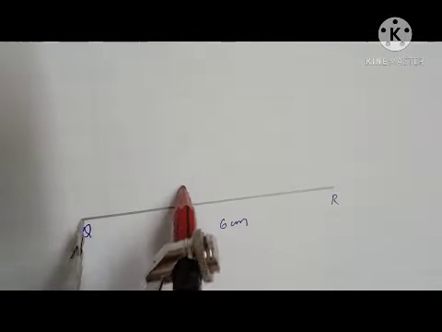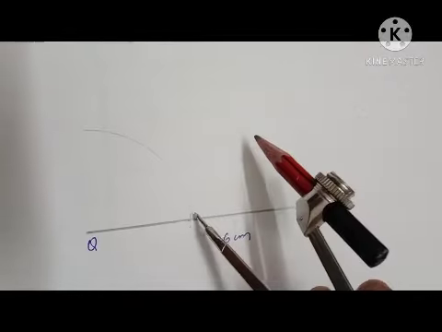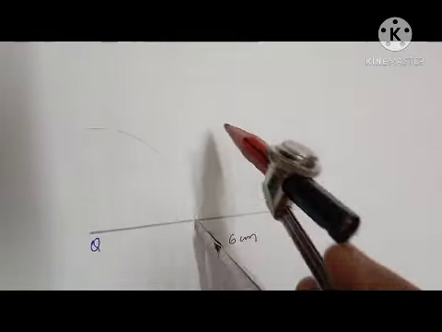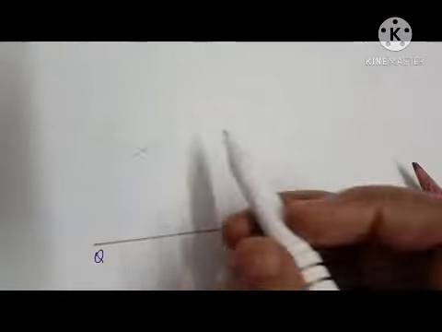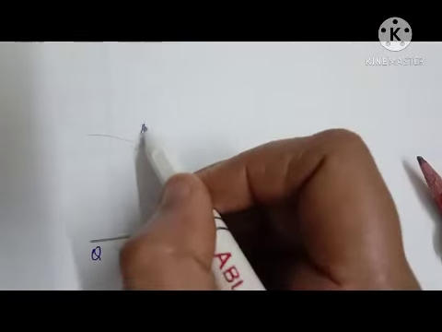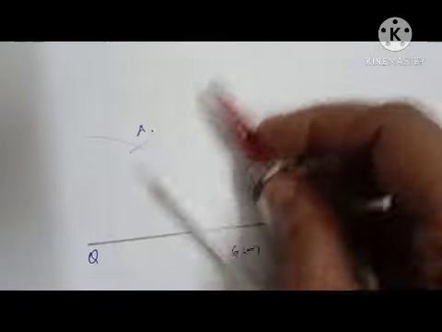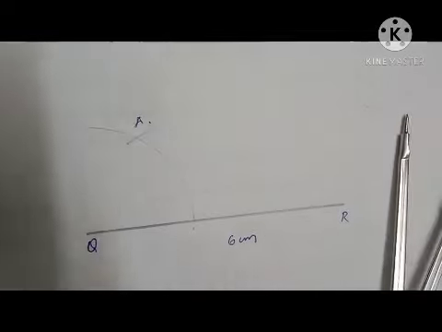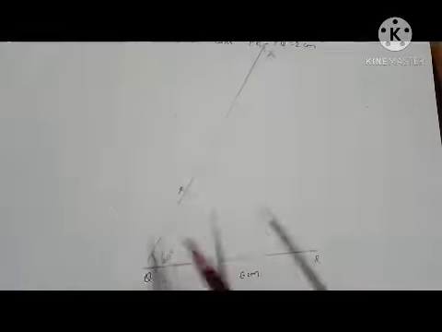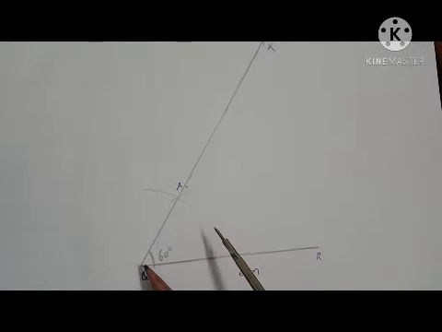We can draw an arc with any radius. With the same radius, we have to draw an arc from this point to this arc. Now we got a point A, right? Then join Q and A and extend it. Then we will get angle Q as 60 degrees. Now this angle XQR is 60 degrees. Okay.